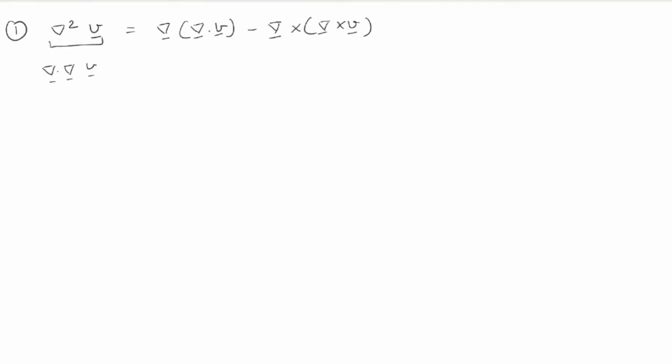The first question is that we need to prove del squared V is equal to del of del dot V minus del cross of del cross V. And when we are writing del squared, this means del dot del of V. So this is a vector quantity because here del dot del will become a scalar quantity, but V is a vector, so the direction will be associated with V.